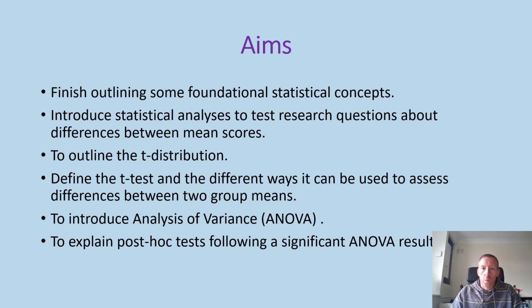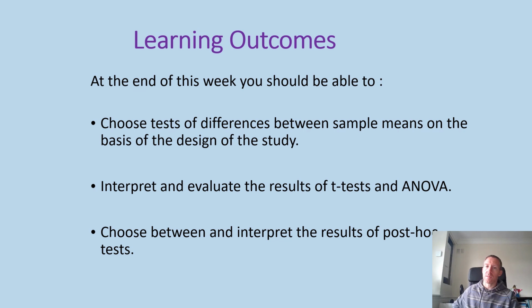Then we're going to introduce some statistical analyses to test research questions about differences between mean scores, so group mean scores. Specifically, we're going to do the t-test and ANOVA this week, and to do that I'll outline what the t-distribution is, how it differs from the z-distribution, define what the t-test is and different ways it can be used to assess differences between two group means. You usually use it for two group means. And then we'll go on and talk about ANOVA, or analysis of variance. You can use ANOVA to compare two group means or more, but mostly people use it when they've got 3 or more group means. And then we'll also cover post hoc testing, which you would need to do if you have a significant ANOVA, to see where your significant differences lie.